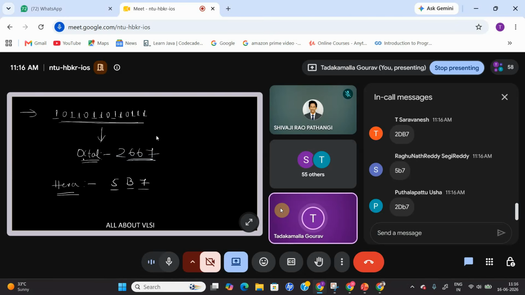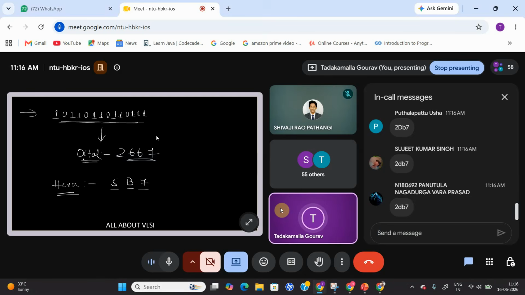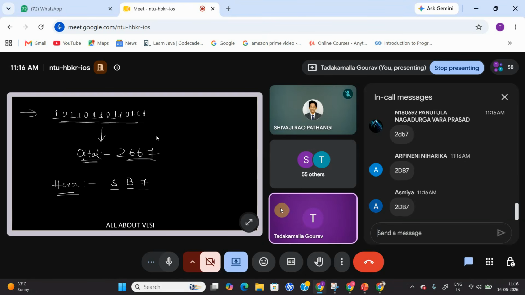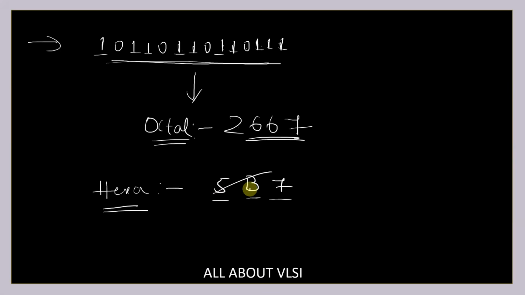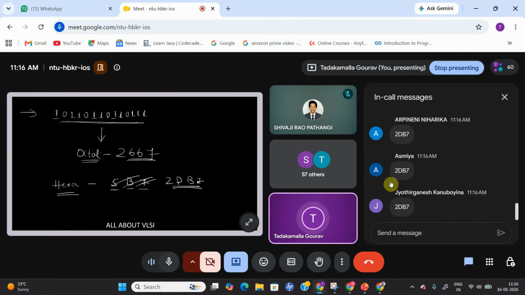I'm getting one more answer, which is 2db7. It may be anything, but the conclusion here is that the number of digits you use for representing this particular number keeps decreasing. Great. So the number of digits used for representing the number is getting decreased. Is it clear, guys? So this is the difference between the binary, octal, and hexadecimal systems.